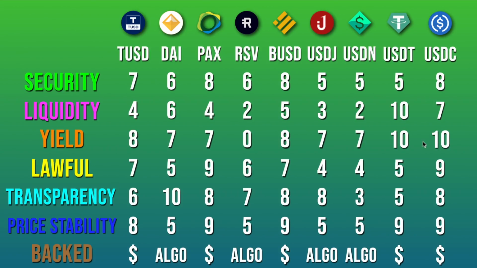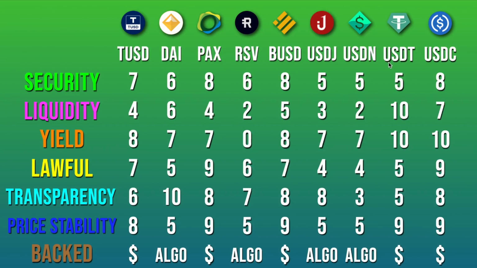Yield is again basically the same as USDT. Lawfulness is 9. Transparency is 8. This could be even 9, but again, it's a company that is running it, so we don't know exactly what's happening behind the curtains. Price stability is really good, and it's backed by real dollars. So if you're looking to store your money for long periods of time, USDC and Pax are basically the best ones out there, in my opinion.